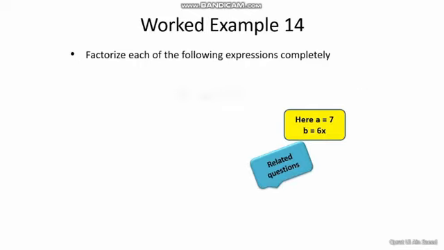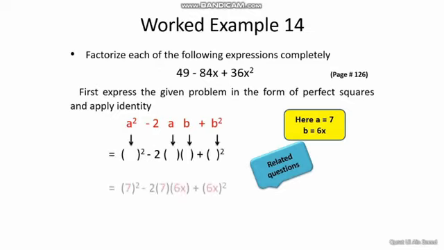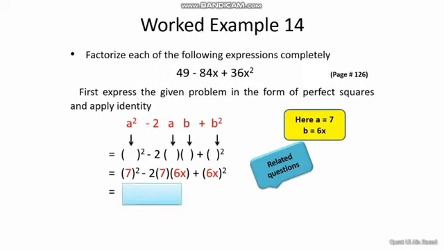To clear the concept, let's move on to worked example 14 on page number 126, which is factorize 49 minus 84x plus 36x square. In this case, you can solve it directly without arranging the expression. First express it in the form of perfect squares and then apply the identity a square minus 2ab plus b square. The square root of 49 is 7. The square root of 36x square is 6x, while the 2ab term is 84x. So we can factorize it as (7 minus 6x) whole square. Here a equals 7 and b equals 6x.